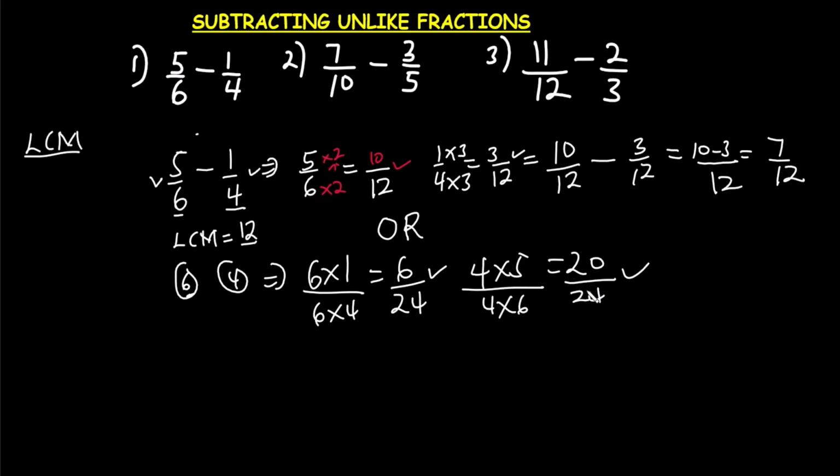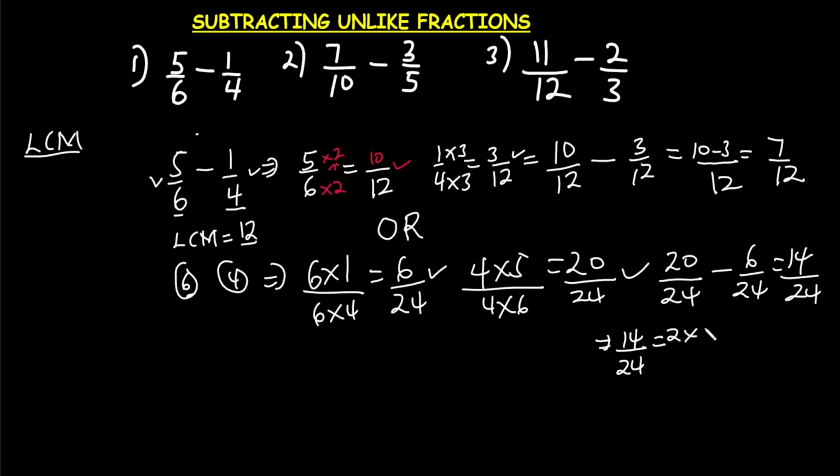Now we have 6 over 24 and then 20 over 24. Because 20 over 24 is greater than this one, let's bring this one first. 20 over 24 minus 6 over 24. 20 minus 6 is 14, and then over here is 24. We can go ahead and simplify this one. So 14 over 24: 14 is 2 times 7, and then 24 is 2 times 12. So this one cancels out, and then we have 7 over 12.